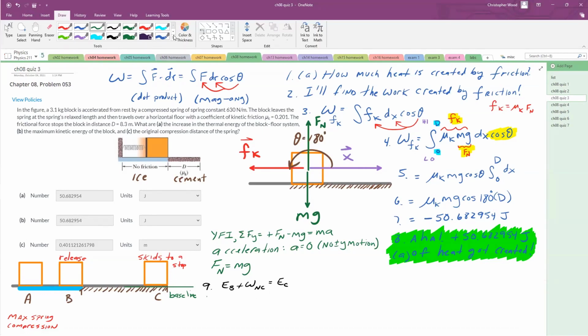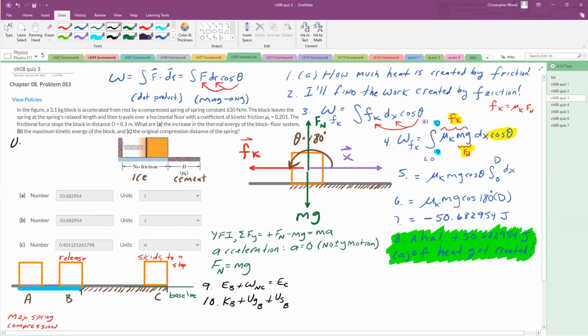Step 10, with my energy analysis between B and C. At B, which is the release point, I might have some kinetic energy, I might have some gravitational potential energy, and I might have some spring energy. This is called elastic potential energy, because now, in addition to gravity, I have a spring. So there's gravitational potential energy and there's elastic potential energy.